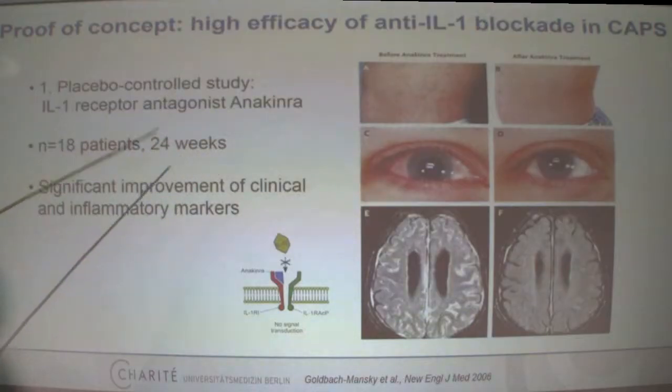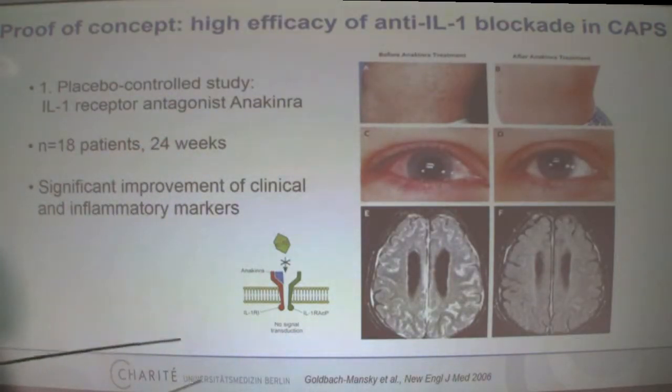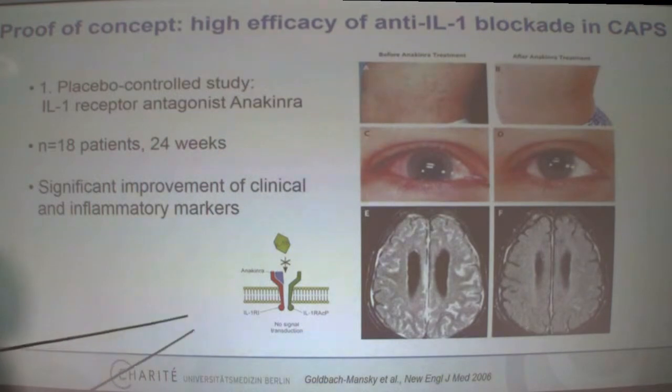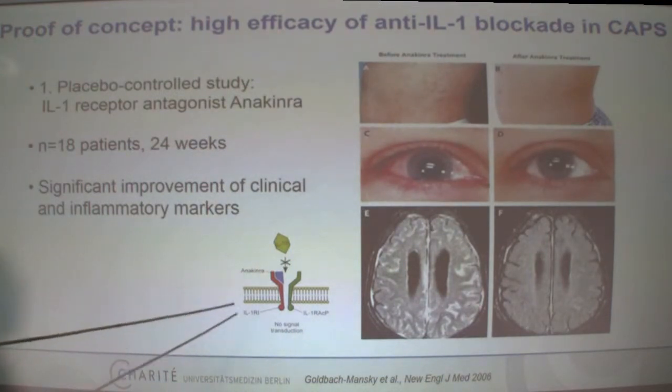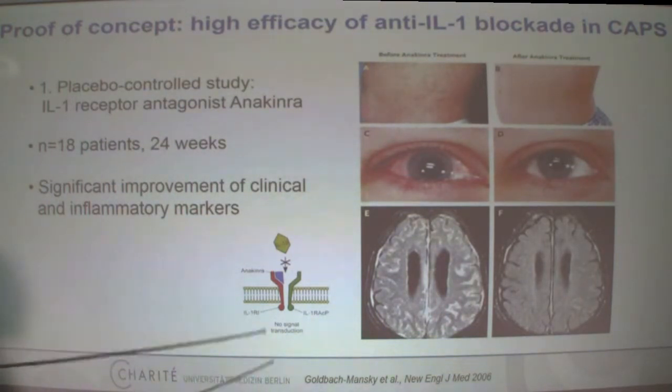And so the first proof of concept that anti-IL-1 blockade is really effective came from this small placebo-controlled study showing that the IL-1 receptor antagonist, which acts against both interleukin-1 beta but also the alpha subform.